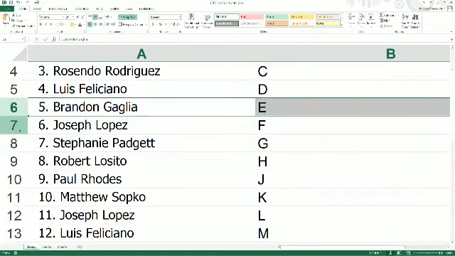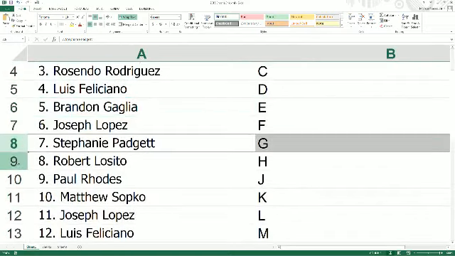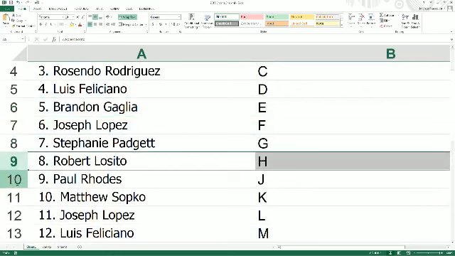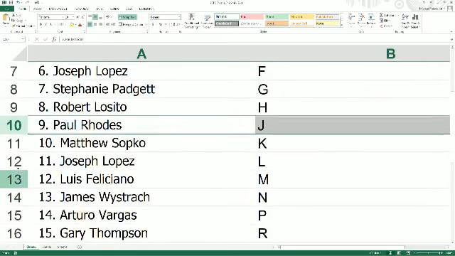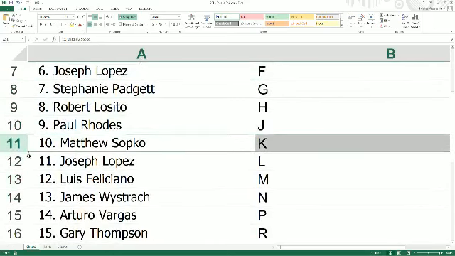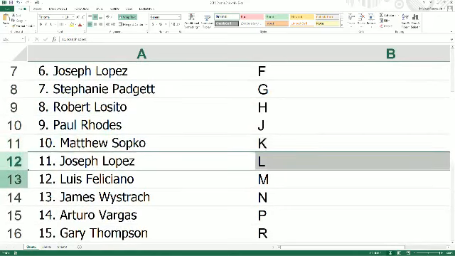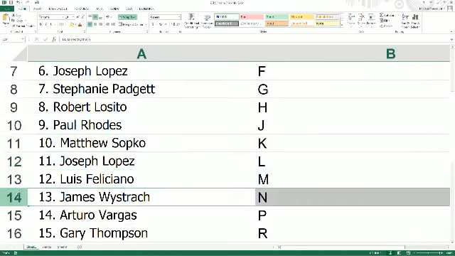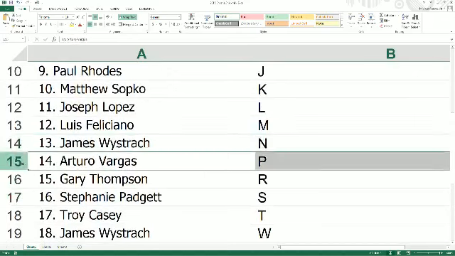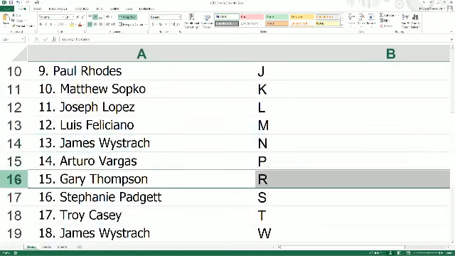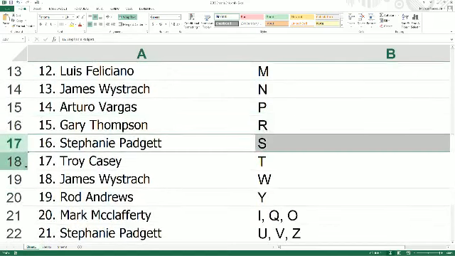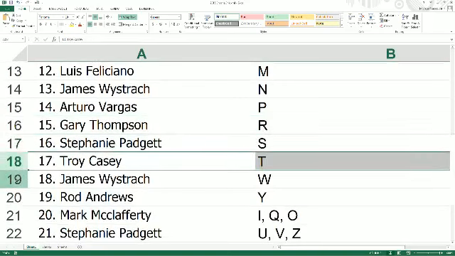Brandon G. owns E. Joseph L., you have F. Stephanie P., you have G. Robert L., you own the letter H. And Paul R. has J. Matthew S., K. Joseph L., L. Lewis F., M. and James W., the letter N. Arturo, you own the letter P. Gary T., R. Stephanie P., you own S. Troy C., the letter T.